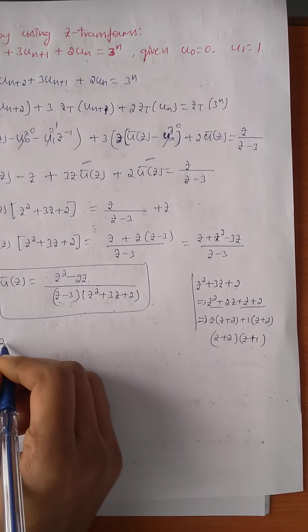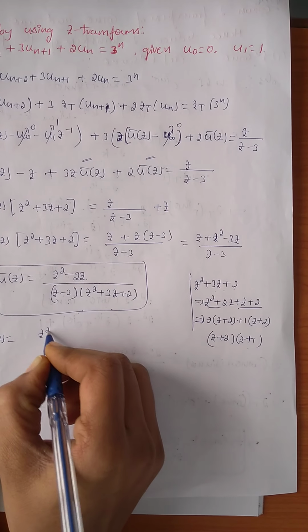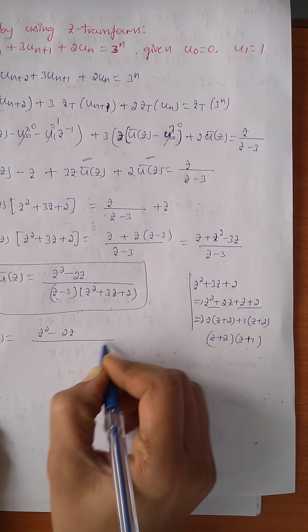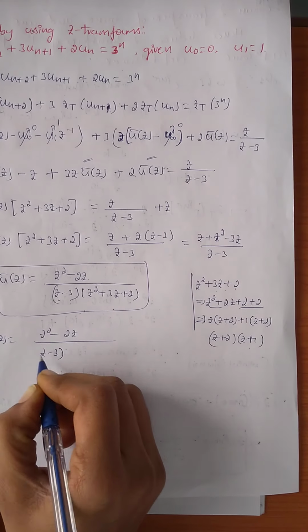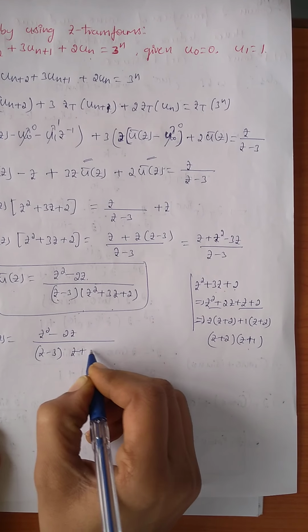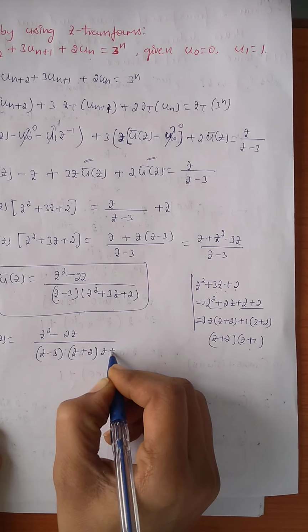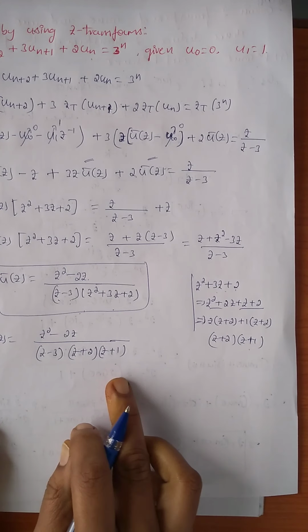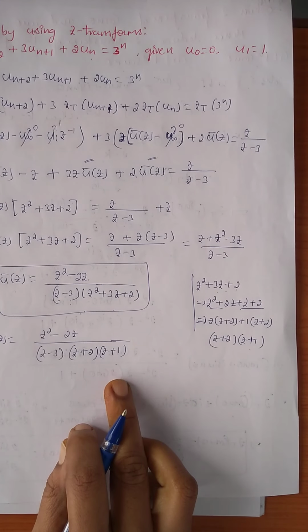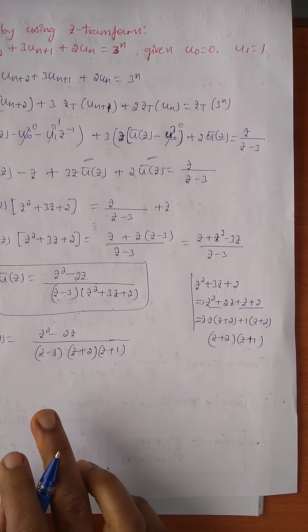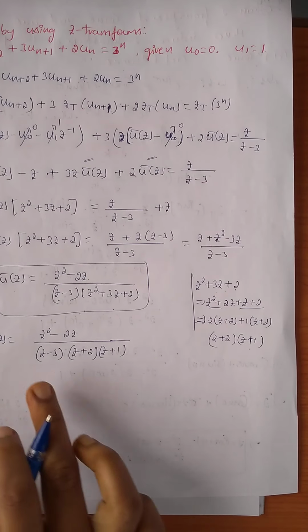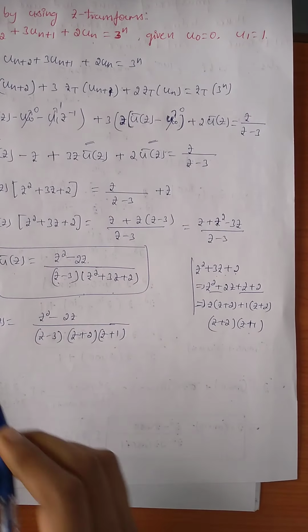So ū(z) we can write as (z² − 2z) over the denominator (z−3)(z+2)(z+1). Looking at the denominator, this is type 1 inverse z transform. This is a non-repeated linear factor. How do you find the inverse?